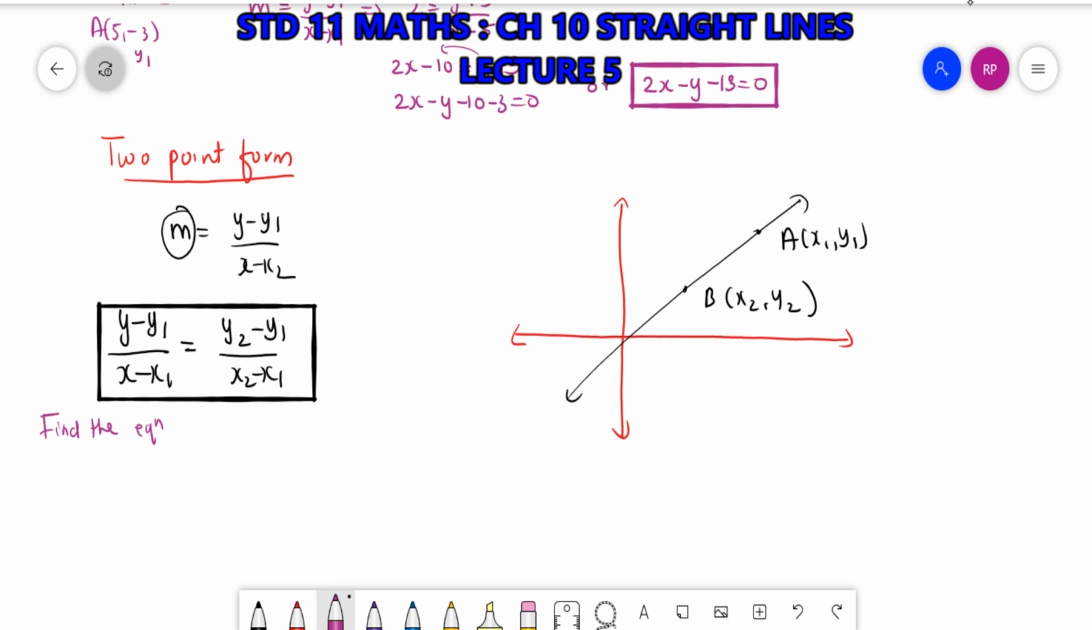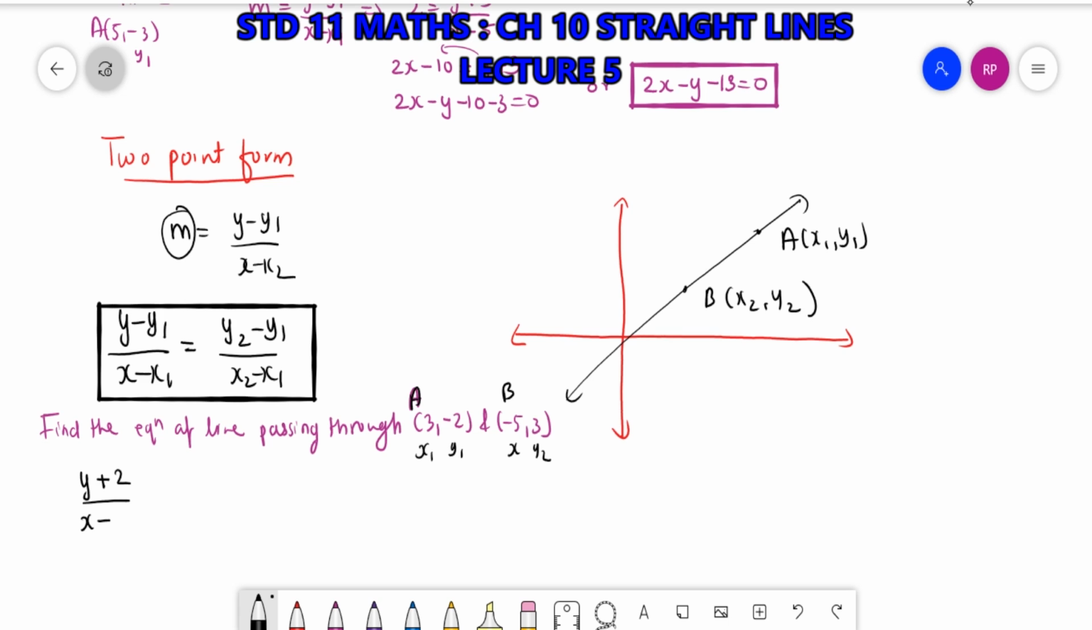Find the equation of the line passing through (3, minus 2) and (minus 5, 3). Okay, so let's say this point is A and the other one is B. This will be (x1, y1) and (x2, y2). What is the formula? y minus y1. y1 is minus 2, so y plus 2, upon x minus x1. x1 is 3, equal to y2, that is 3 minus y1, so minus minus 2, so plus 2, upon x2 minus x1, that is minus 5 minus 3. So 3 plus 2, that is 5, upon minus 5 minus 3, that is minus 8.